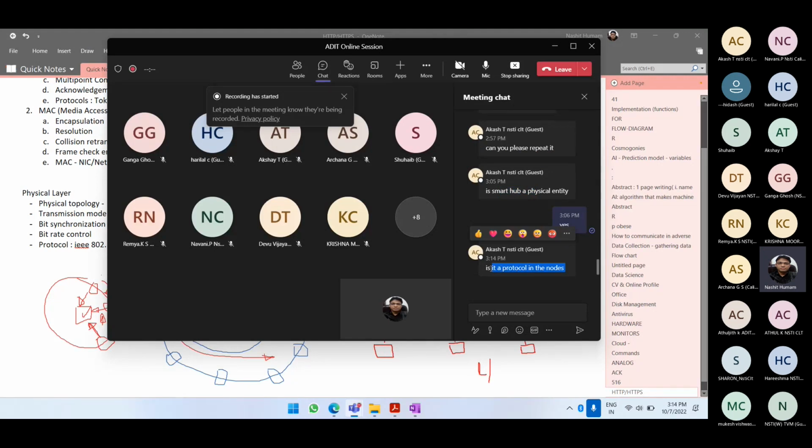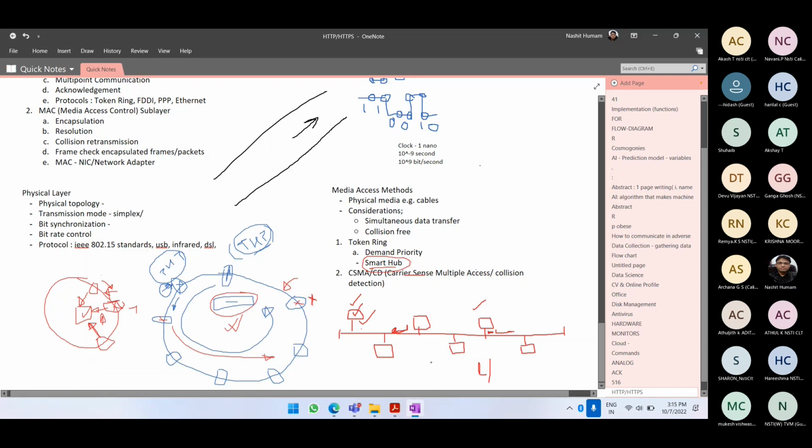Is it a protocol in the nodes? Yep, you can say, but better I won't call it a protocol. I would call it a method or an algorithm.